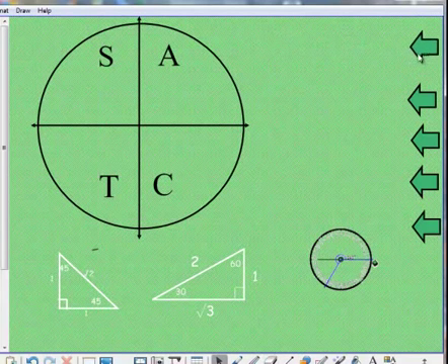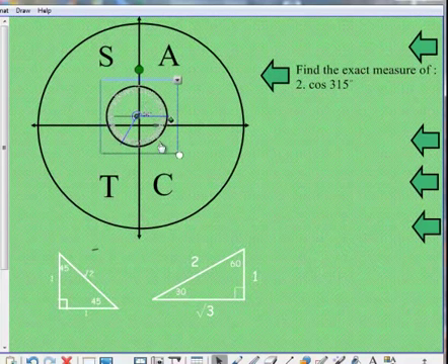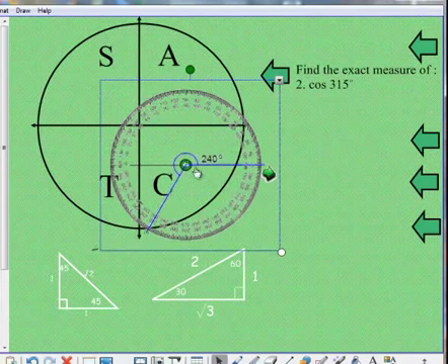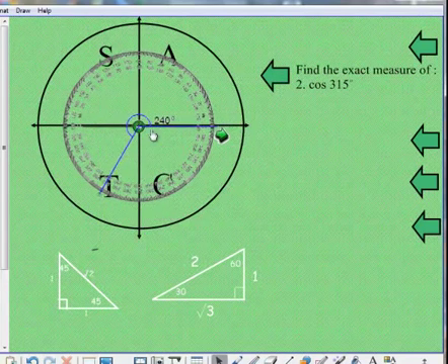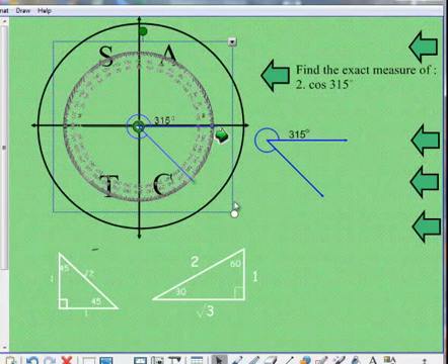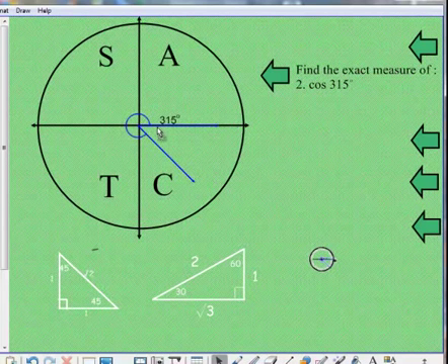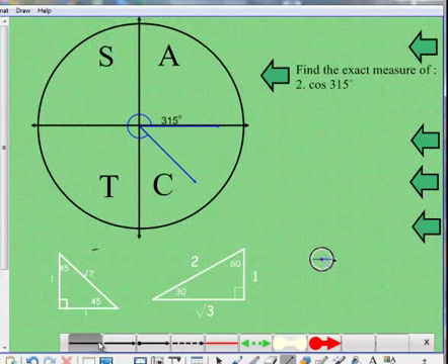Let's try another one. Find the exact measure of the cosine of 315. Well, I'll use my protractor one more time. I'll go 315 degrees, and there is my angle. So let's be Greeks. Let's create a triangle out of this angle.